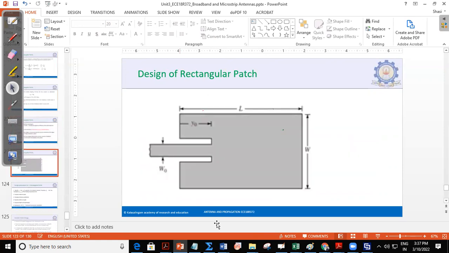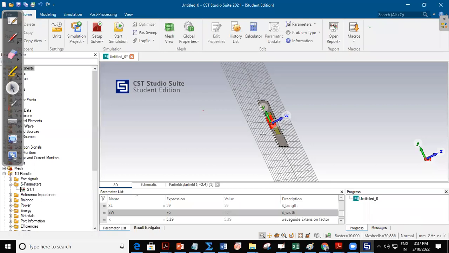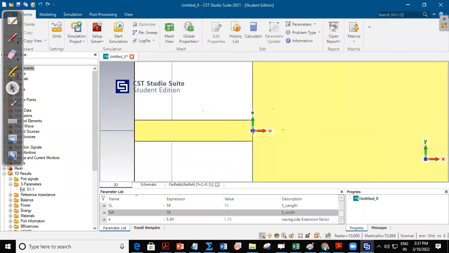What can be done for this? Go to your project, and here let me put in the front view, and here near the strip line we have to shift this coordinate from center to this side, to this position.